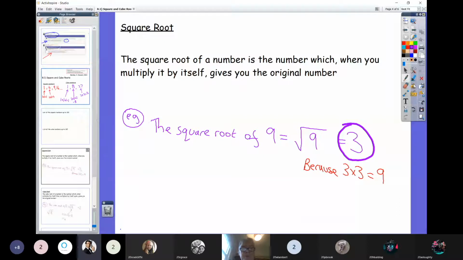Okay, so what would be the square root of 16? Let's have a think about that. Now notice this sign there. That is the sign for a square root. It's like a tick with a little roof on top of it. So the square root of 16 is what times itself gives you 16. What's the square root of 16? Well, 4 times 4 is 16, so therefore the square root of 16 is 4.